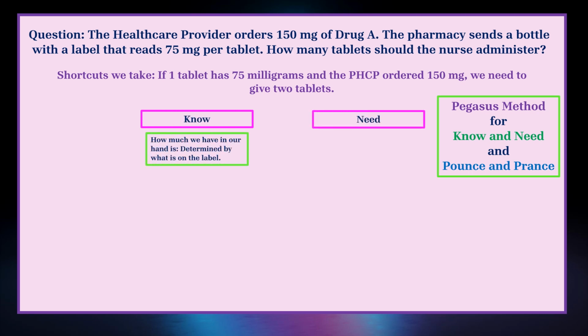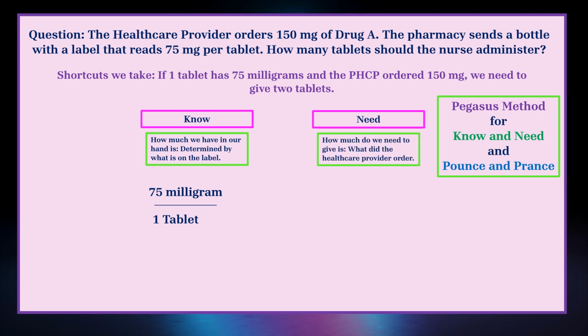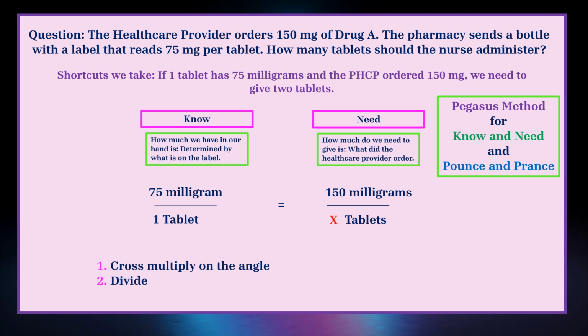What we know is written on the bottle. It's determined by what's on the label or what we have in our hand. In this case, the label reads there are 75 milligrams in 1 tablet. And what we need, well, that's what the doctor ordered. That's what we need to give. In this case, we need to give 150 milligrams, but we don't know how many tablets that is. If our formula is set up correctly, they should equal, it should be proportionate.